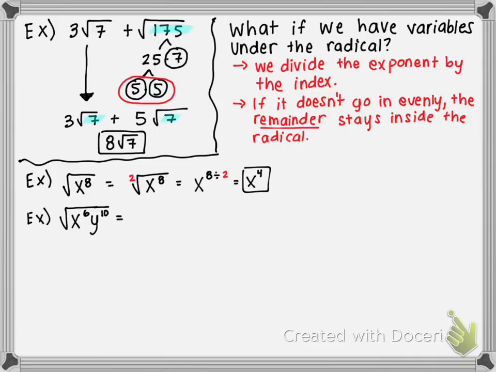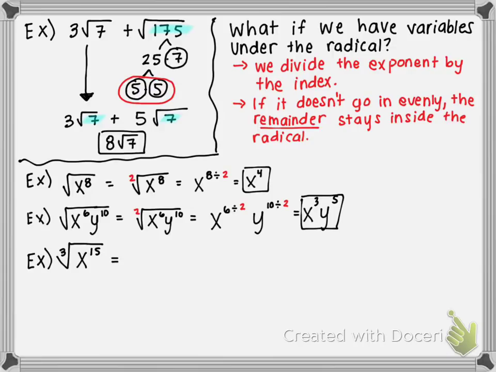Okay, here we have 2 variables. So we're going to say, remember, there's a 2 there. There's an automatic 2 if there's nothing there. So 6 divided by 2 and y to the 10 divided by 2. Well, 6 divided by 2 is 3, and 10 divided by 2 is 5, so that would be your final answer. Okay, so this time it has an index of 3, so it's 15 divided by 3, which is x to the 5th. Makes sense?